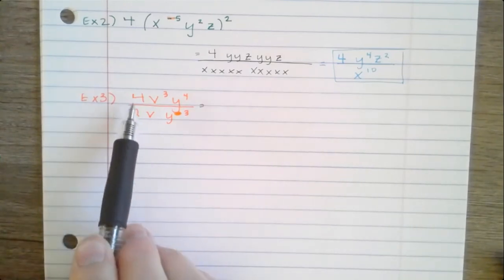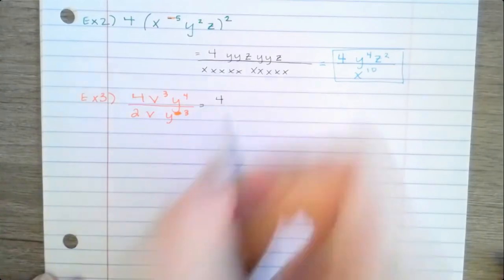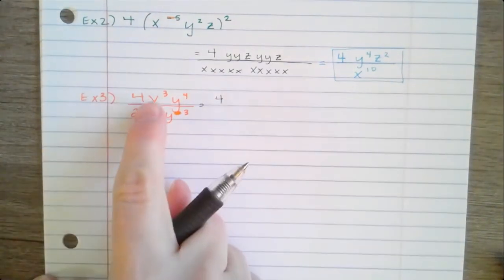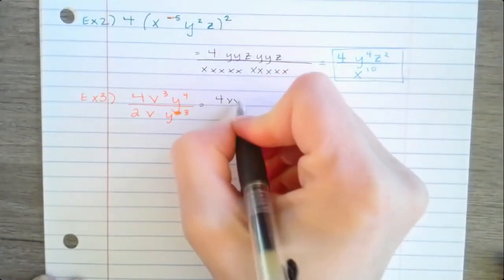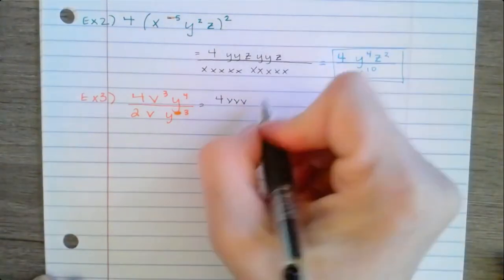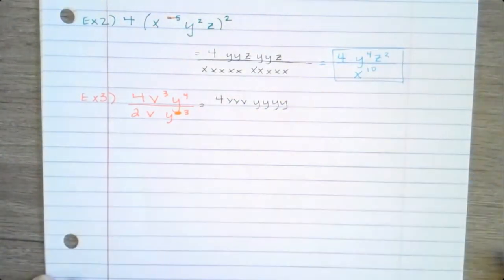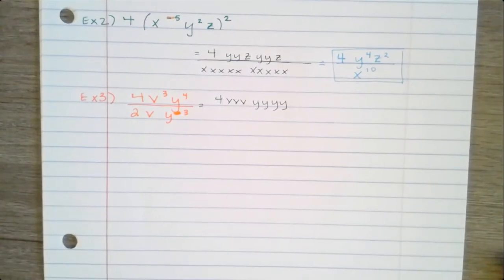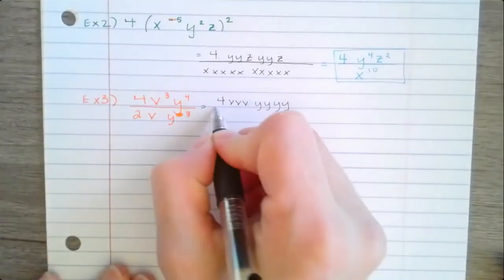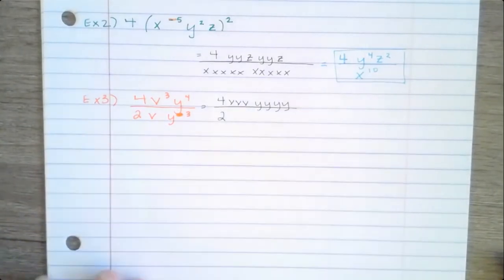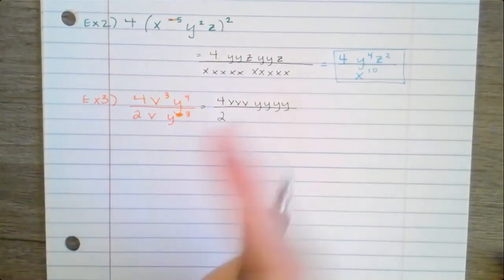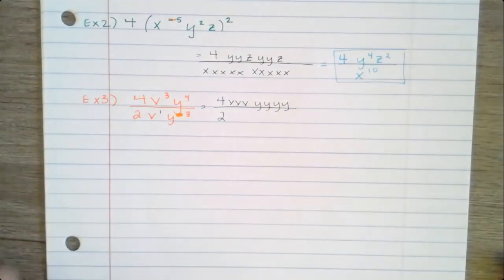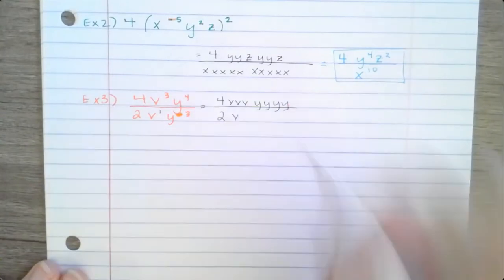So if there is a 4 in the top, you keep the 4, a constant doesn't get changed around. V to the third power is 3 v's. Y to the fourth is 4 y's. There was no negative, so I didn't have to worry about moving something to the denominator. I left it exactly as it was. In the denominator now, there was a 2. When you see a constant, you just write it out. This v has a little exponent of 1. If you wanted to write that in, you can, but that exponent of 1 means that there's just one v.